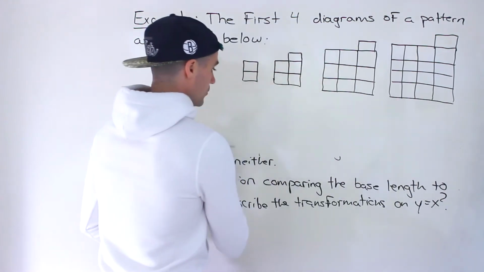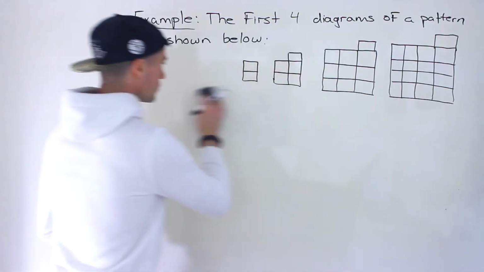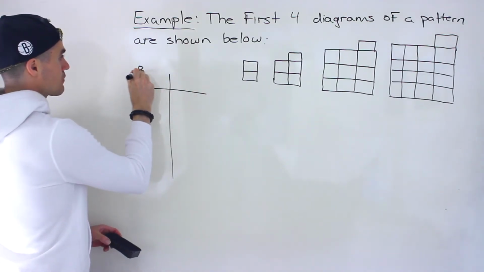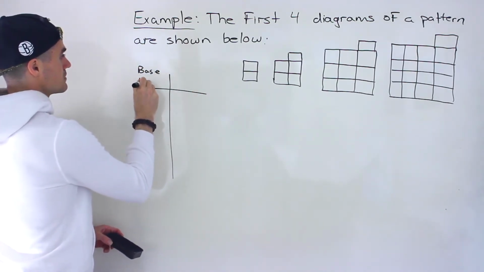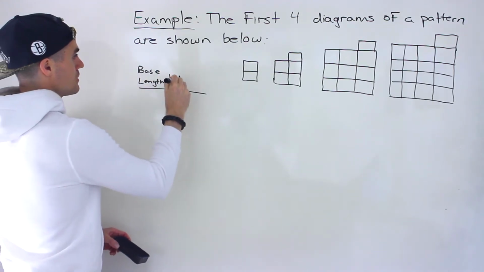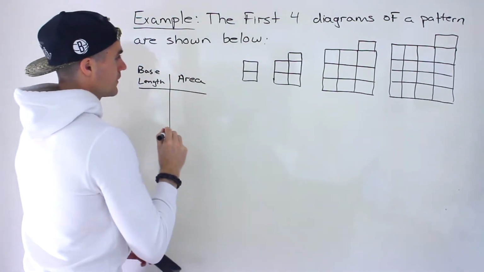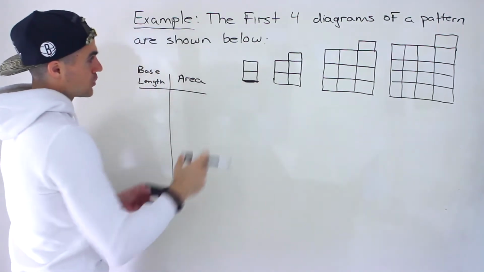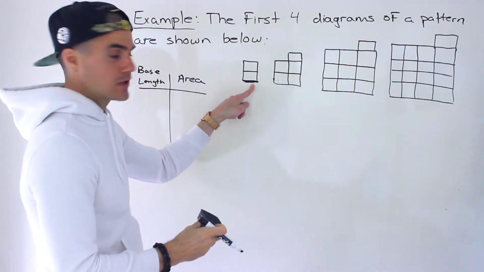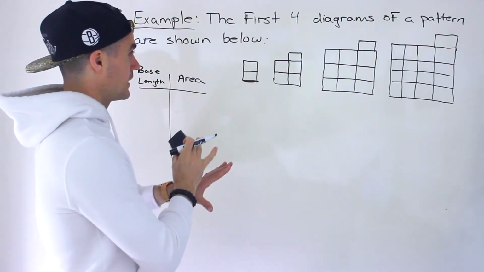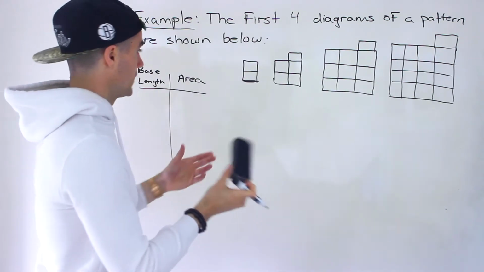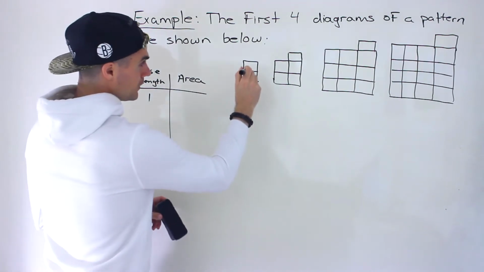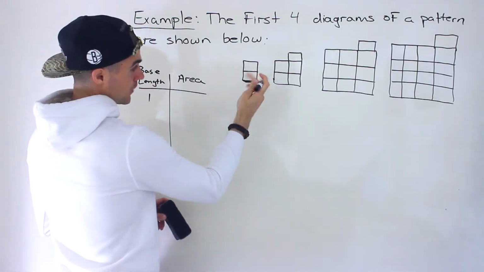So let's make this table over here. Again, we're going to compare the base length of each of these to the area. Starting with this first diagram, we have a base length of 1. Notice that we're not told whether this is 1 centimeter or 1 meter, so we'll just keep it in abstract form, just 1 unit. So I'm just going to put a 1 over here. What's the area going to be? Well, it's going to be the sum of the squares, which is 2.